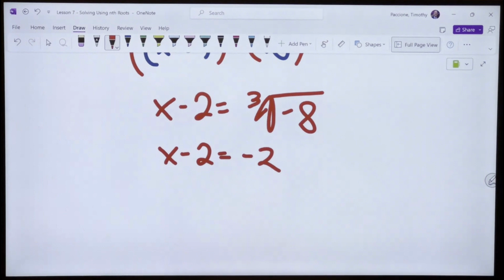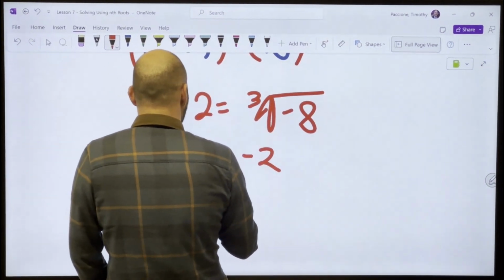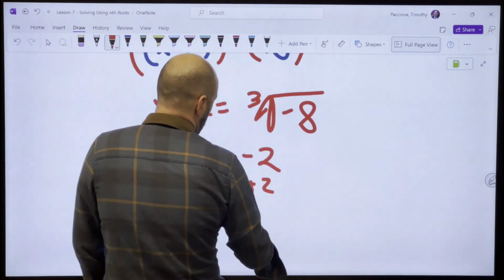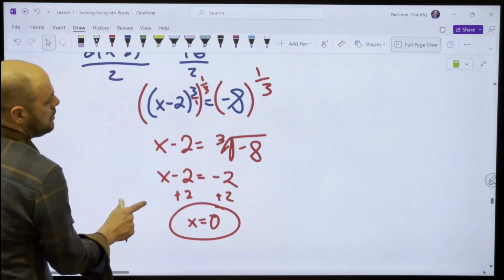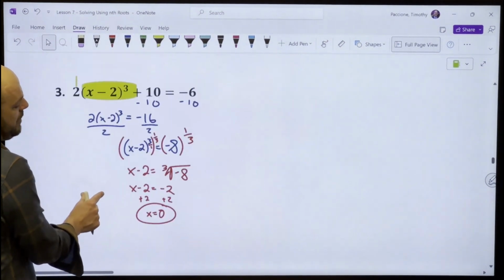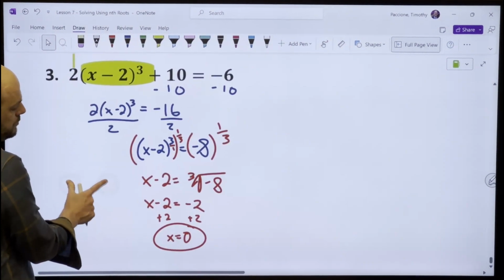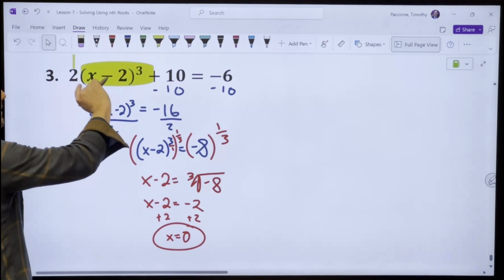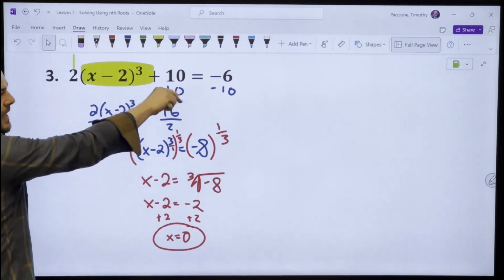Okay? Now I would add what to both sides? And I get x equals 0. Now, how do I know that's true? Because you could plug it in. Plug in 0, it will be true. Negative 2 to the third is negative 8, times 2 is negative 16, plus 10 is negative 6.